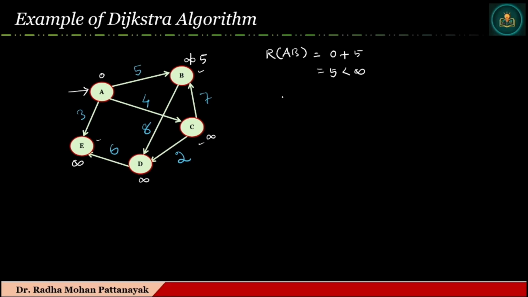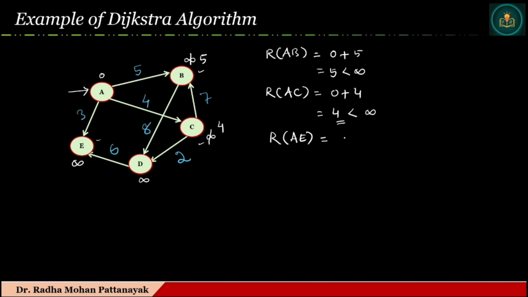Since it is less than infinity, the cost of the destination node, that is B, will update from infinity to 5. In the same way, we will find the minimum cost of C to reach from A. For this, we will apply relaxation on the edge AC. Here the cost of A equals 0 plus the edge cost is 4. 0 plus 4 is 4. 4 is less than infinity. Hence we need to update the cost of C from infinity to 4. In the same manner, we will calculate the cost of E. So to find the cost of E, apply relaxation on the edge AE.